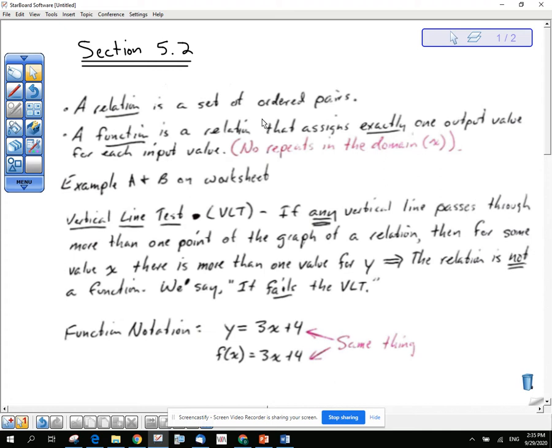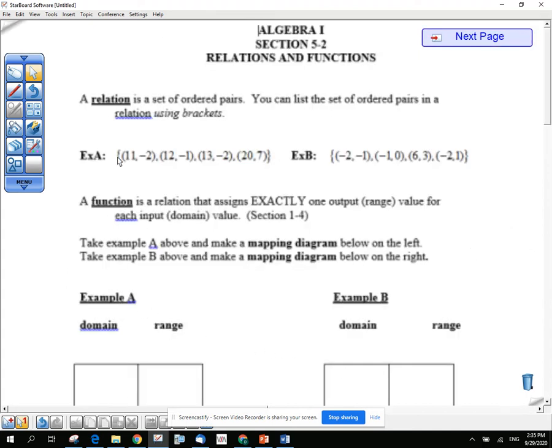Okay, and then that asks us to look at example A on this worksheet here. So it says, again, here's that definition again. You can list the set of ordered pairs in a relation using brackets. The brackets are shown there, right? Actually, I think that's actually braces, not brackets, but braces. Probably when we typed this, we didn't know the difference.